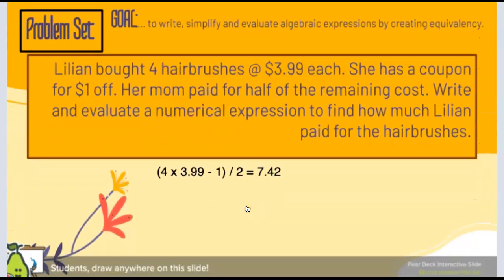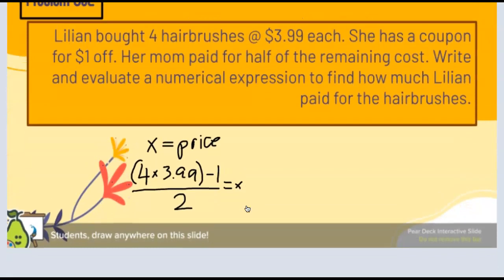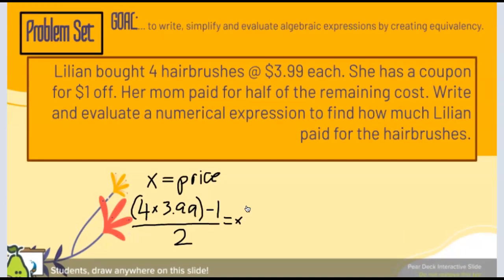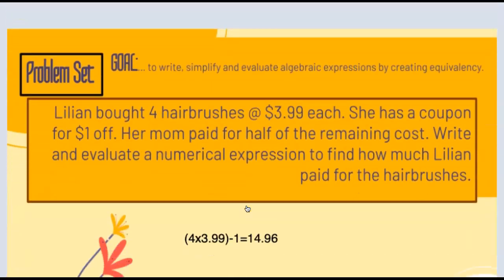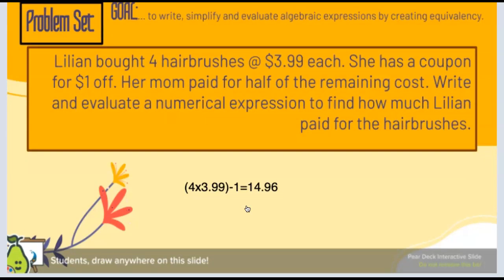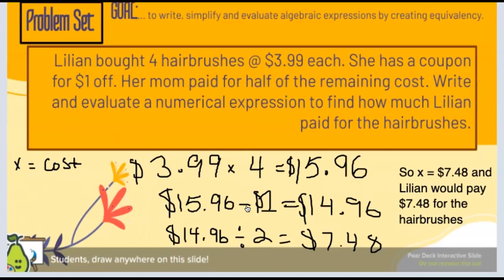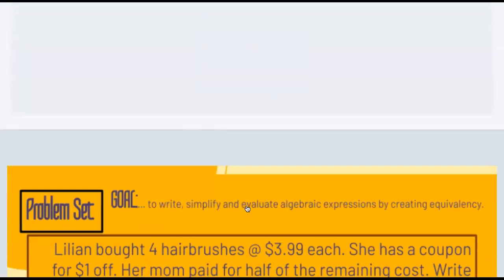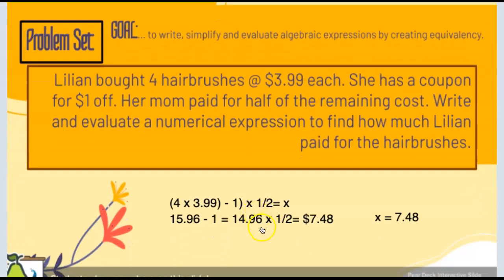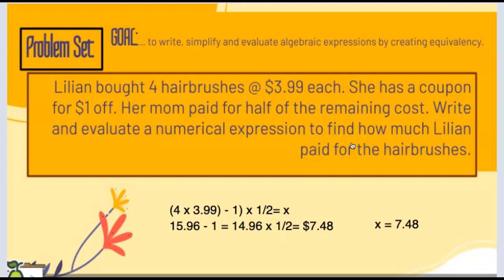I'm confused. So the number 2 in the equation stands for the amount of people? You divide it by 2, right? So instead of dividing by 2, others could multiply it by 1/2. That's what Kishin is saying. Where did we get the 2? Can someone answer that? Her mom paid for half the remaining cost. There you go. So her mom paid half of the remaining cost. That's why we divide it by 2, or we could multiply it by 1/2.